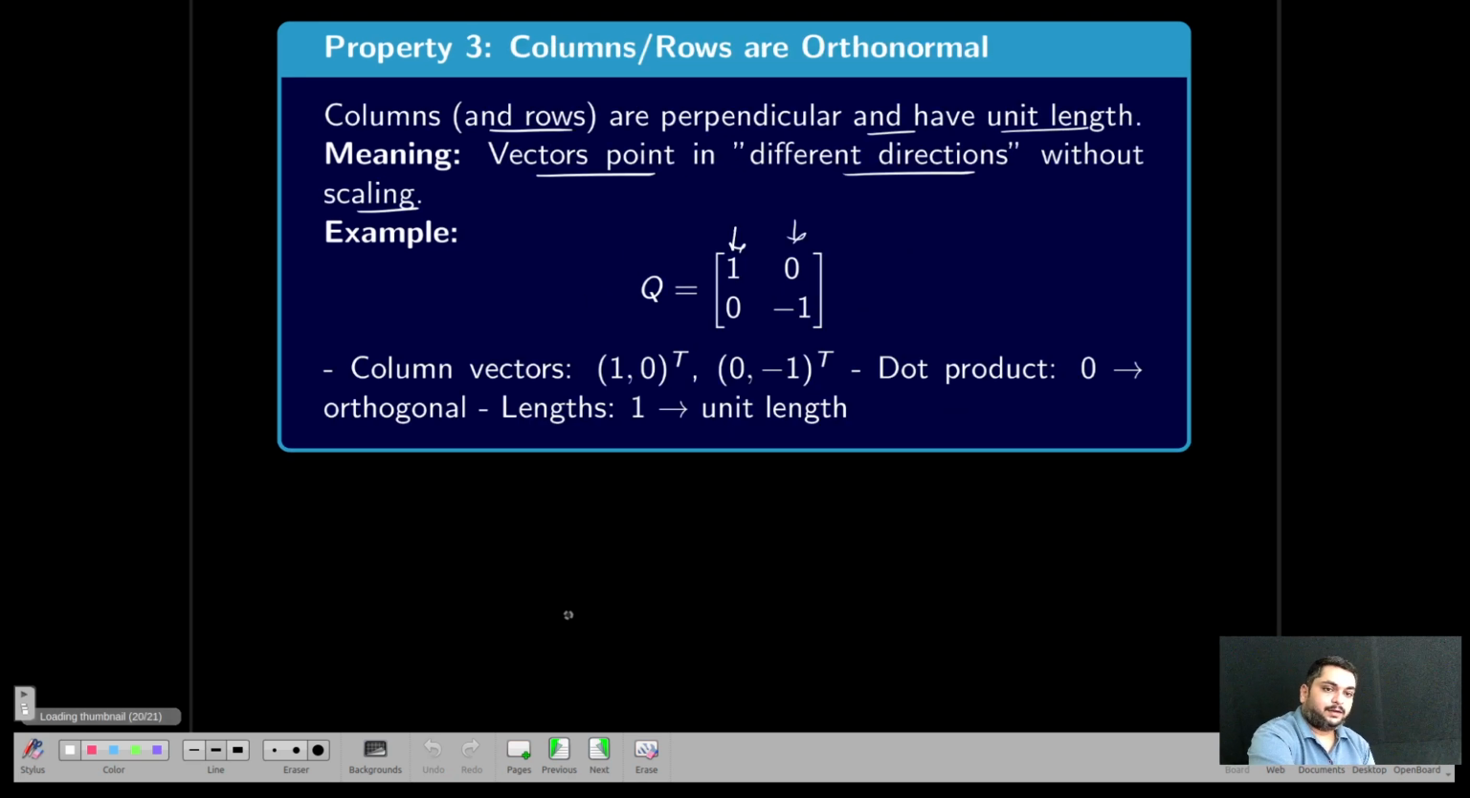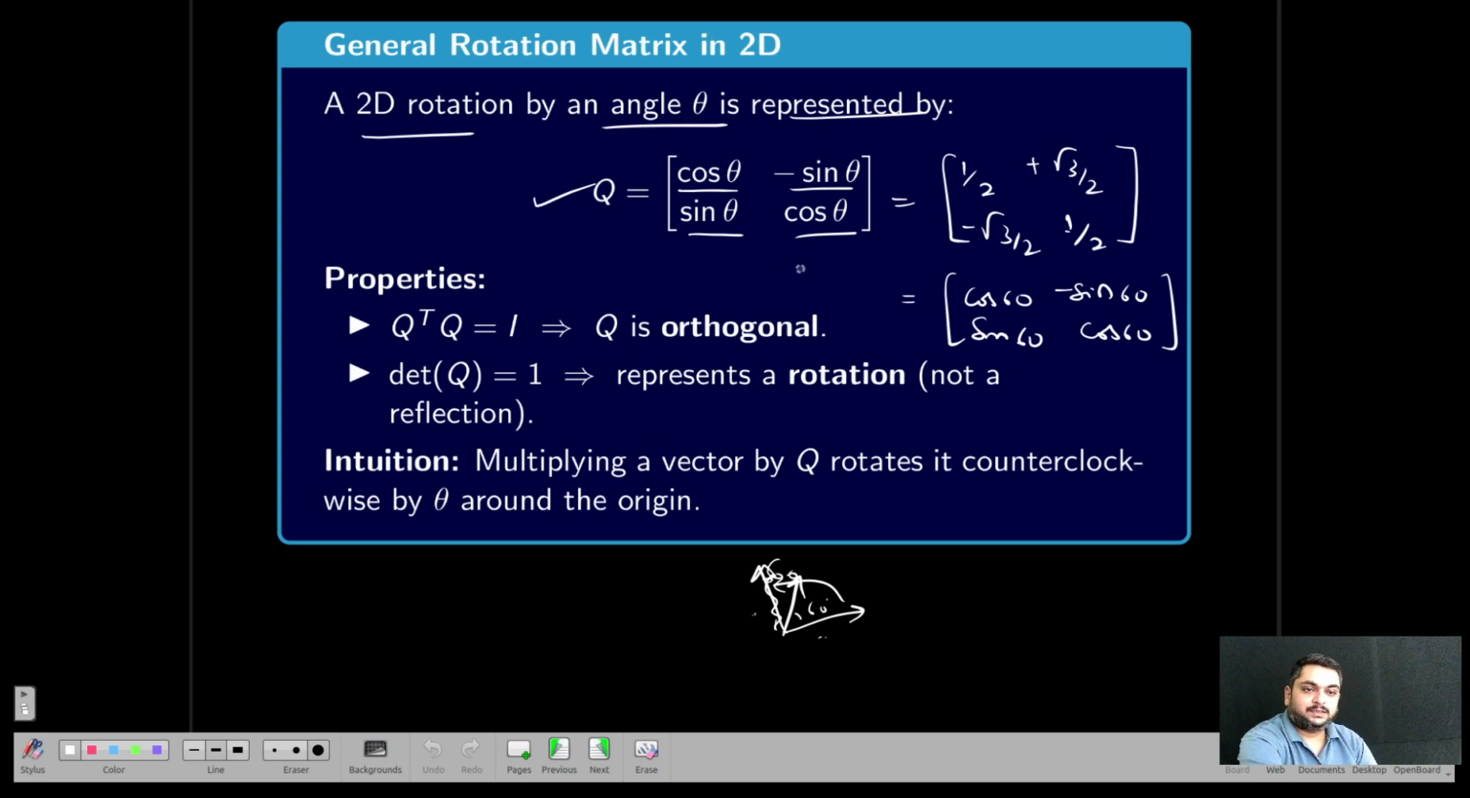If you go back here, so here this is rotation. Okay, because the determinant, if you check here, is cos squared theta minus minus sin squared theta, that is, the determinant is 1. So it's only rotation. If I want reflection, then the determinant should be -1. Okay.